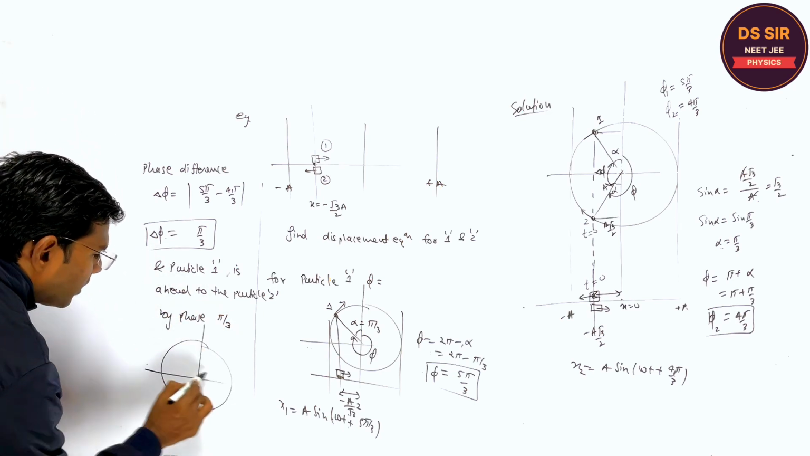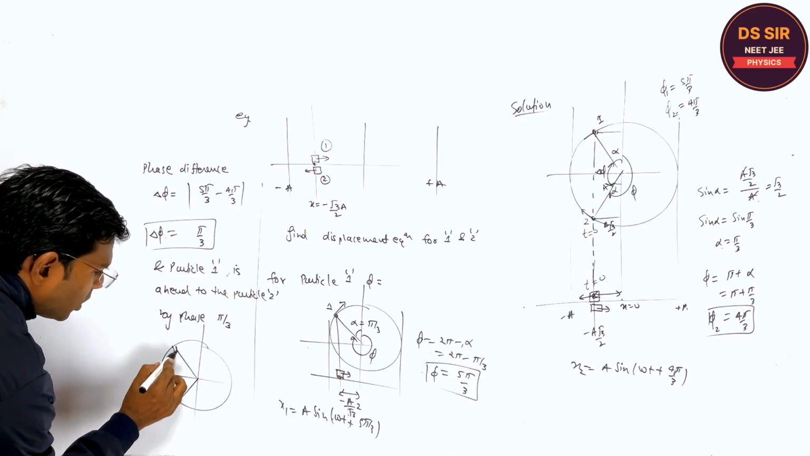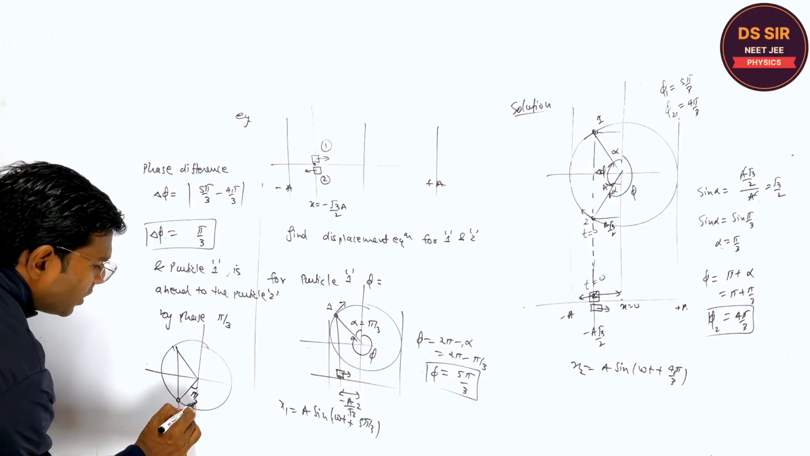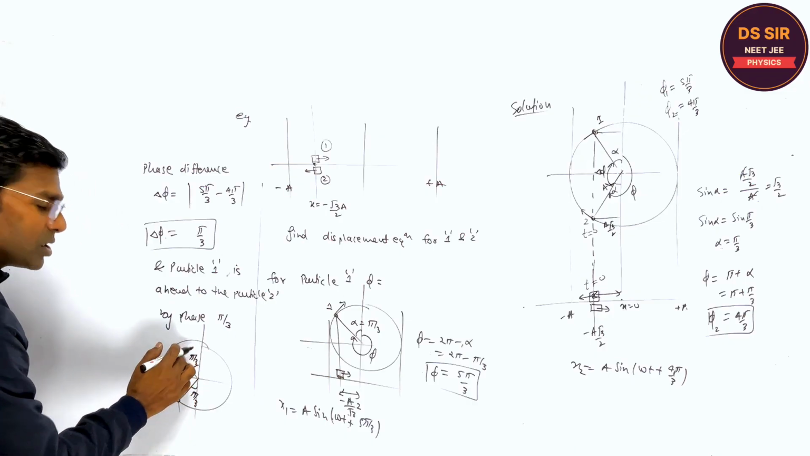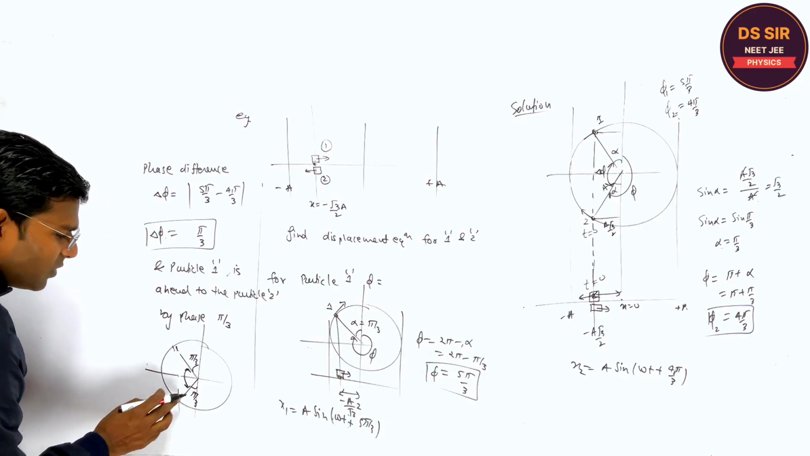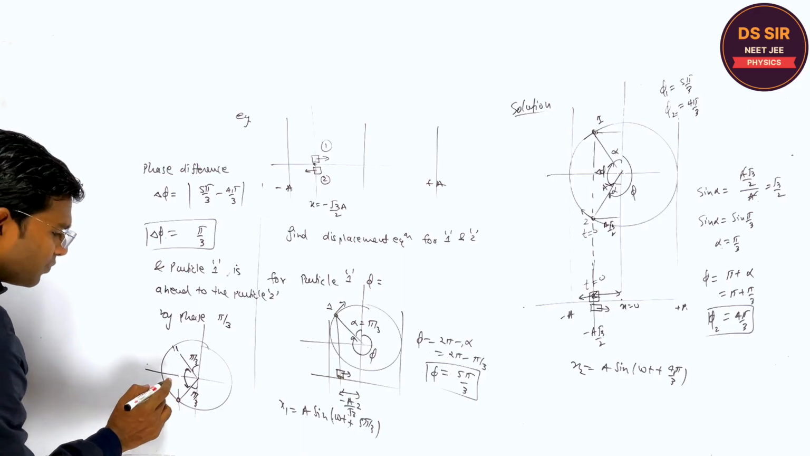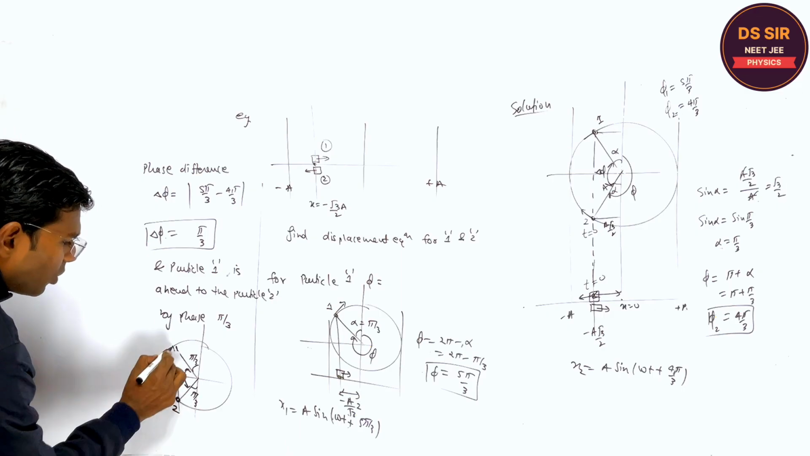Look at the figure. These are the two particles. This is pi by 3, this is pi by 3. It means this is 60 and this is 60. So what is the phase difference? This is the phase difference, pi by 3. Delta phi is nothing but pi by 3. Is it clear or not?